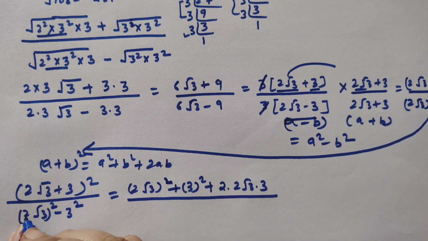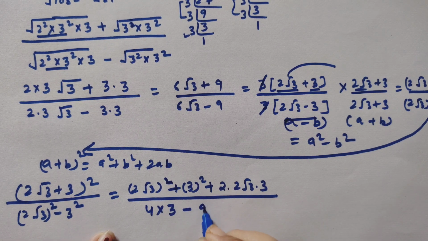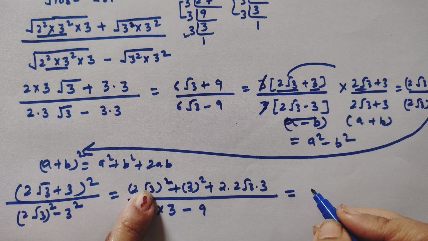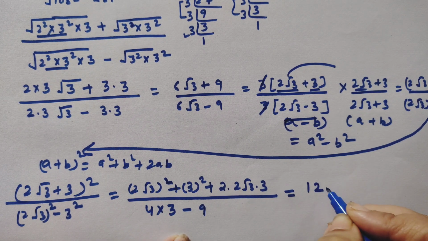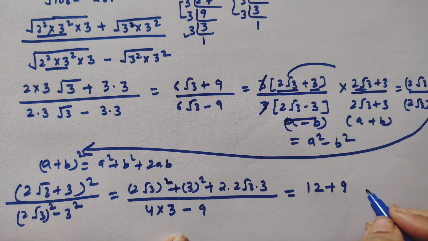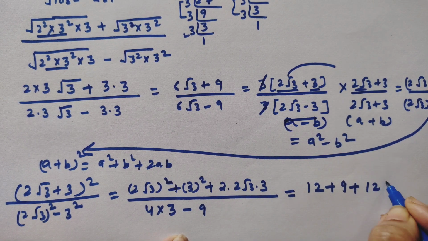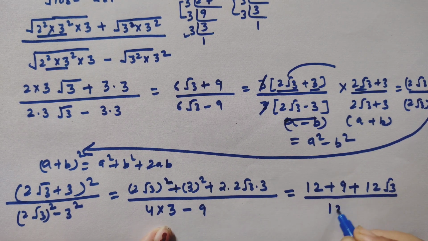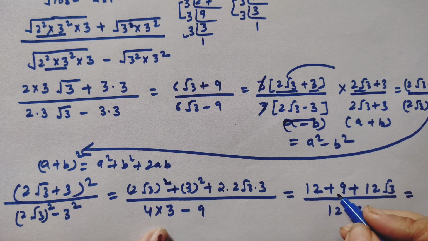A square. A square means 2 square is 4 and root 3 square is 3, and 3 square is 9. Then 2 root 3 square: 2 square is 4 and root 3 square is 3. 4 3s are 12, plus 3 square is 9, 2 2s are 4, 4 3s are 12 root 3, upon 4 3s are 12 minus 9. And 12 plus 9 is 21.